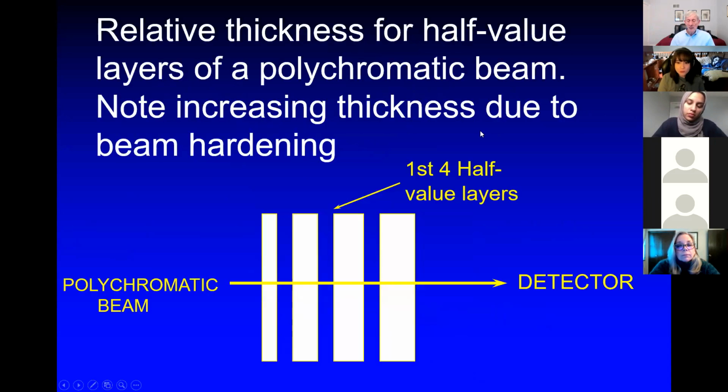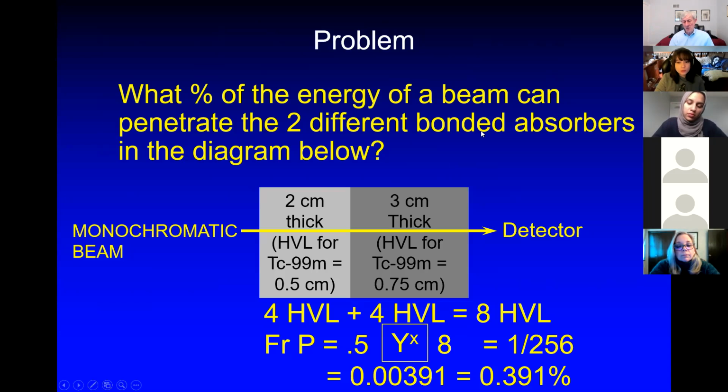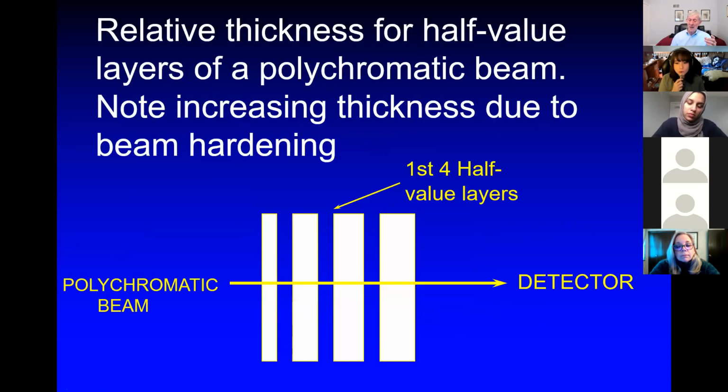Okay. Now, all of that had to do with a monochromatic beam. But you'll recall when we studied this the first time that we talked about polychromatic beam. And what did we say? The first half value layer, by definition, cuts the beam in half. But what can we say about the subsequent layers? What can we say about layer 2? Is it going to be thicker than one or thinner than one or the same? Thicker. Got to be thicker.